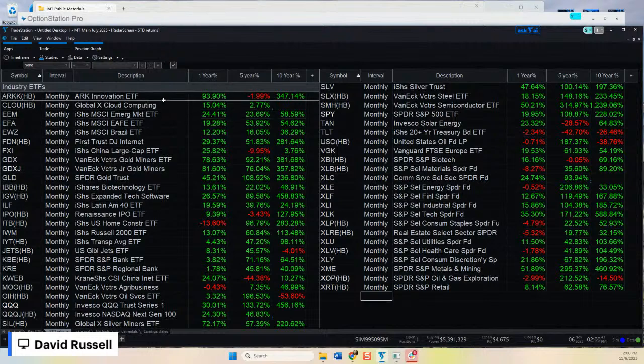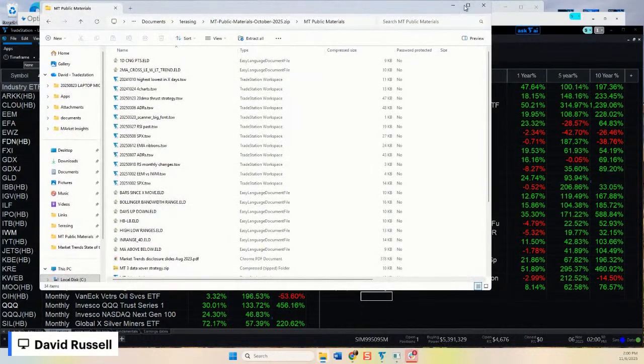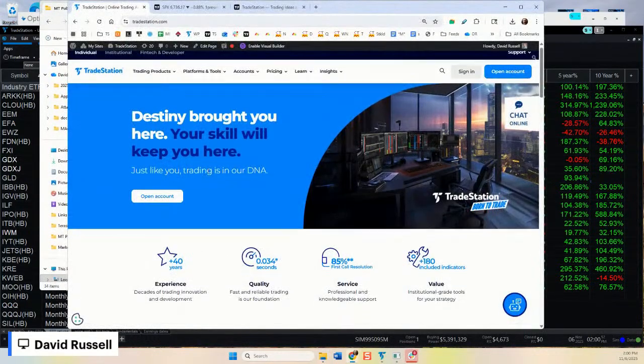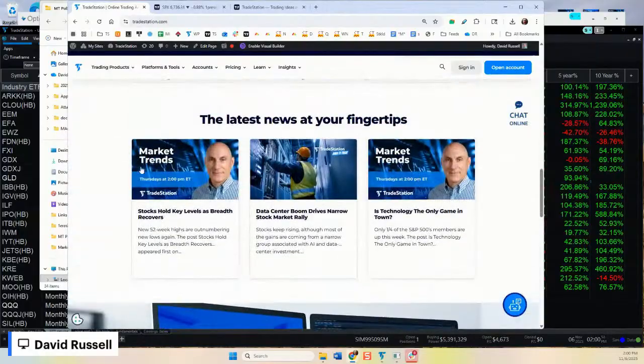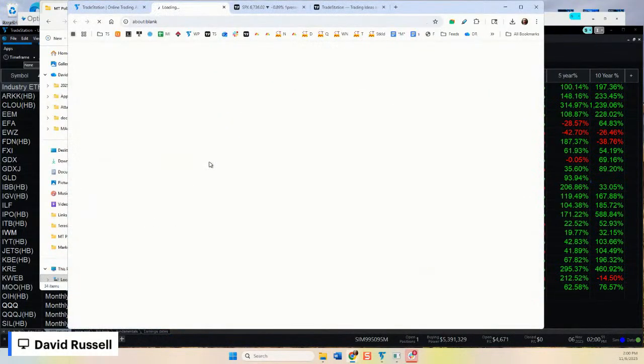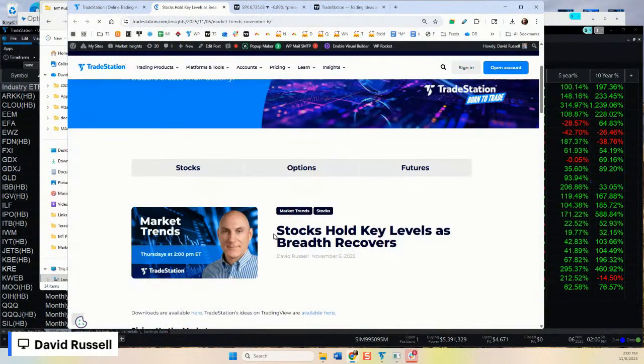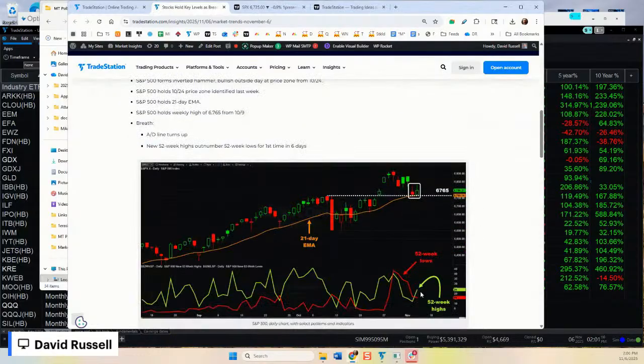All right. Before I go on, I wanted to very quickly mention, if you go to tradestation.com and scroll down the page, we have our blog post for today, Stocks Hold Key Levels. Things got more volatile, and so this chart is not super relevant now. There was a level across here that we had identified last week that has broken, but there's another level coming into play today. We're going to get to it in a minute.